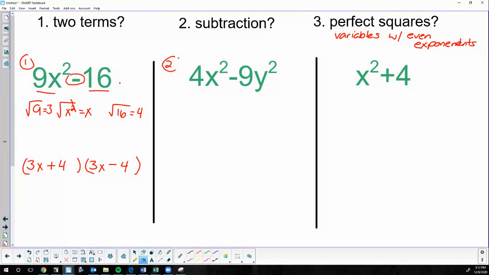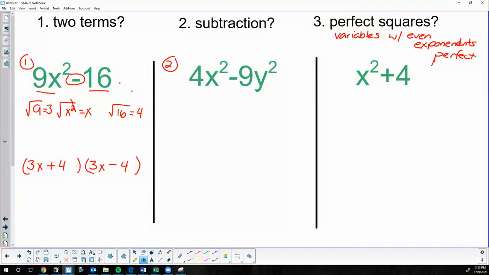This is example 2. So again, we do the checks. Are there 2 terms? 1, 2. Yep. Is there a subtraction symbol? Yep. Are they perfect squares? Well, we already know that 9 is from here. X squared, it doesn't matter if it's x squared or y squared. If it's an even exponent, it is perfect.